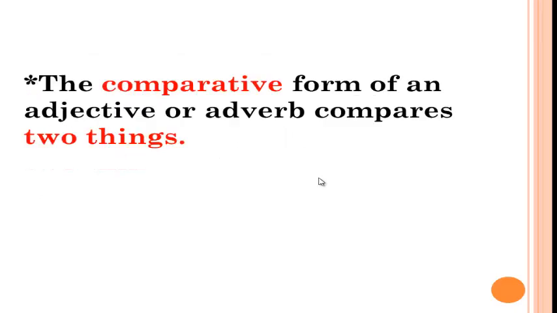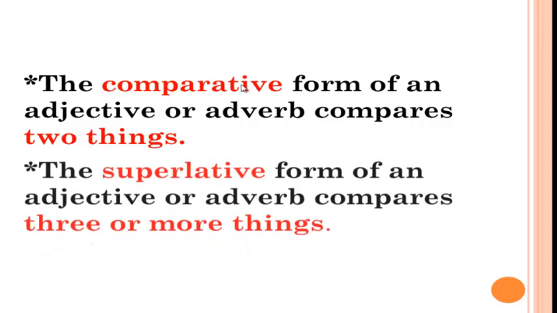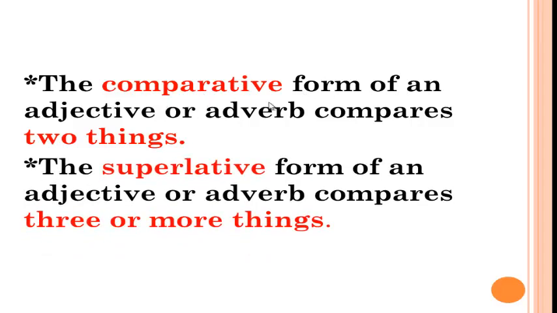When we compare, we use two forms. One of them is the comparative form, and we use the comparative form of an adjective or adverb to compare two things. We use the superlative form of an adjective or an adverb to compare three or more things. So superlative, three or more; comparative, two.